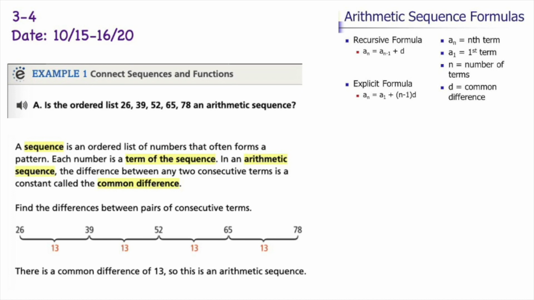So if we list our numbers down below, 26, 39, 52, 65, and 78, the difference going from one number to the next is adding 13 each time. So that makes it an arithmetic sequence. So the common difference is 13, and it's consistent throughout the entire sequence. So yes, it is an arithmetic sequence.